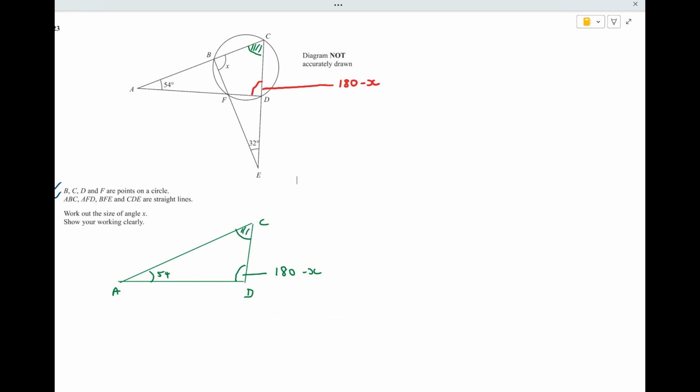I'm also going to look at this triangle, the triangle from B to C down to E. Now let's have a look at that triangle. BCE has an angle of 32. It's got an angle of x, and it's also got this angle C at the top. Now, of course, the green angle C is exactly the same as the red angle C.